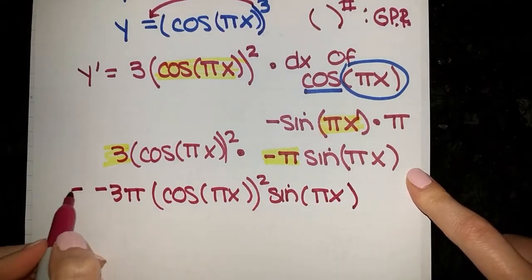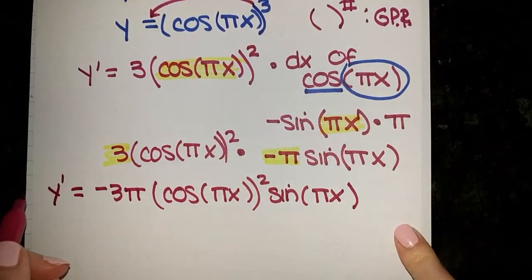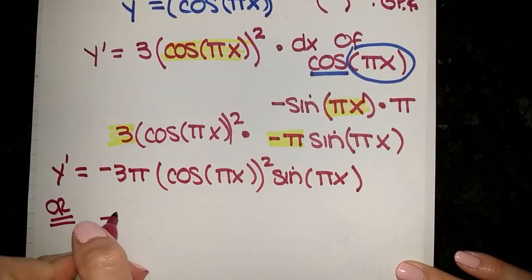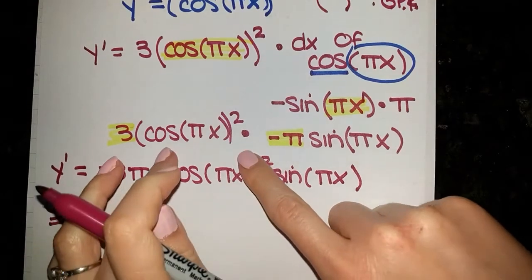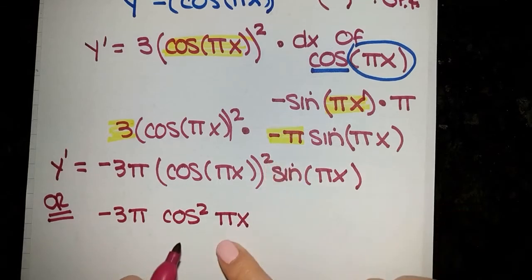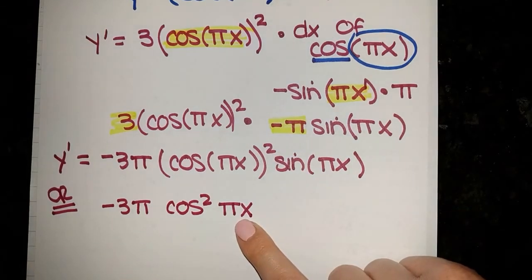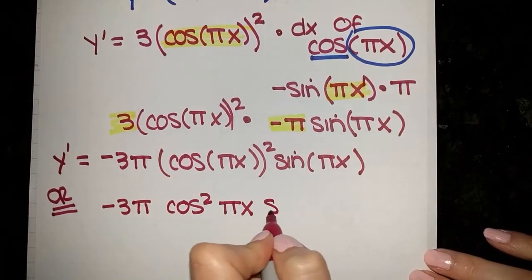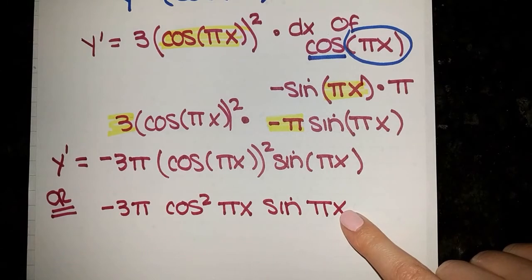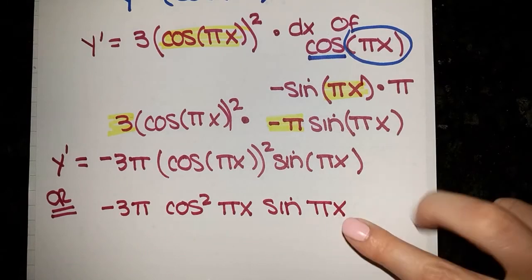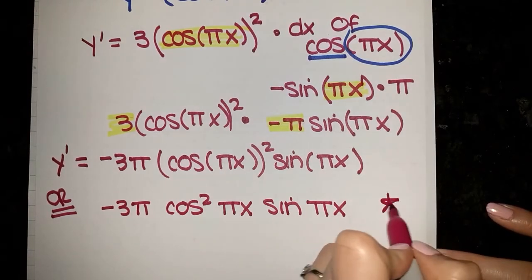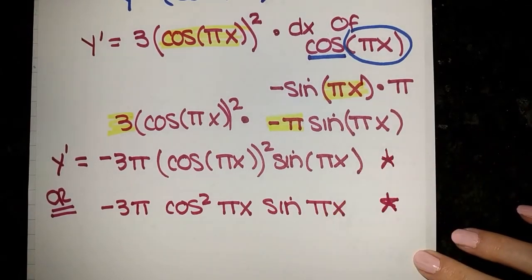Now, this is a perfectly acceptable way to write your answer for your derivative, but you could also write this as negative 3 pi, and then this quantity squared could be written as cosine squared pi x. Because you have just one term as the argument, you could drop the parentheses. And then sine pi x, because it's just one term for the argument of the trig function, you could drop the parentheses there. So either of these are perfectly acceptable, and you want to be very flexible. You want to realize that this is the same thing as this expression with all the parentheses written there.